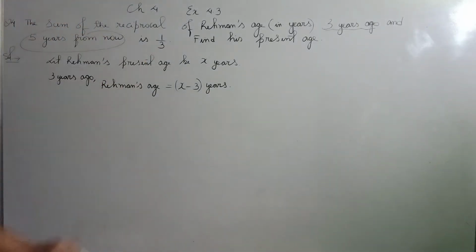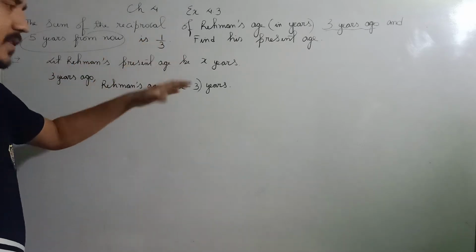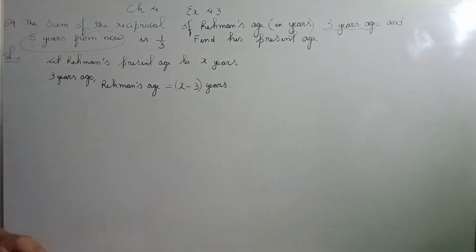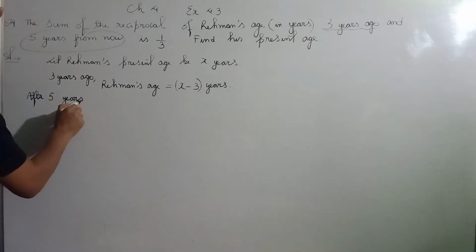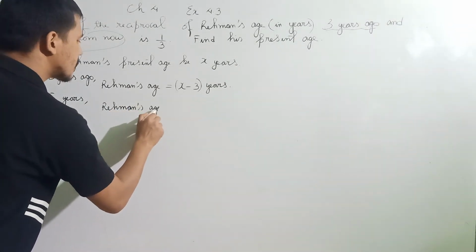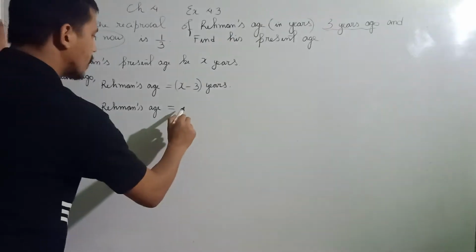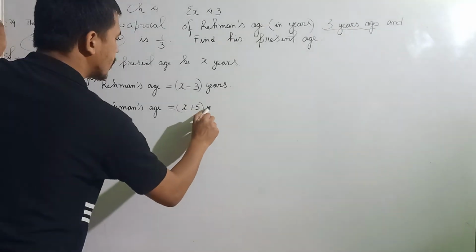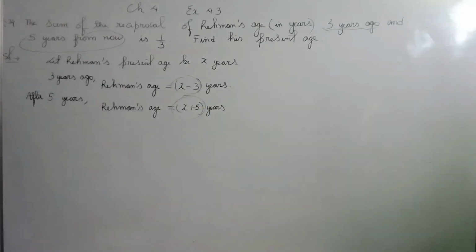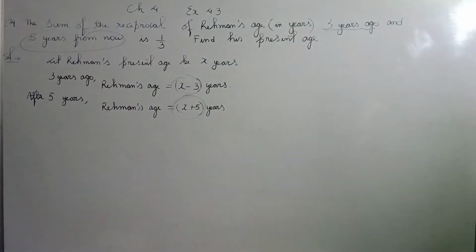5 years from now, if Raymond's present age is X years, then after 5 years, his age will increase by 5. Then in that case, after 5 years from now, Raymond's age, he will be 5 years older. So X plus 5 years. Now you take the reciprocal of these 2 ages. Then their sum will be equal to 1 upon 3.